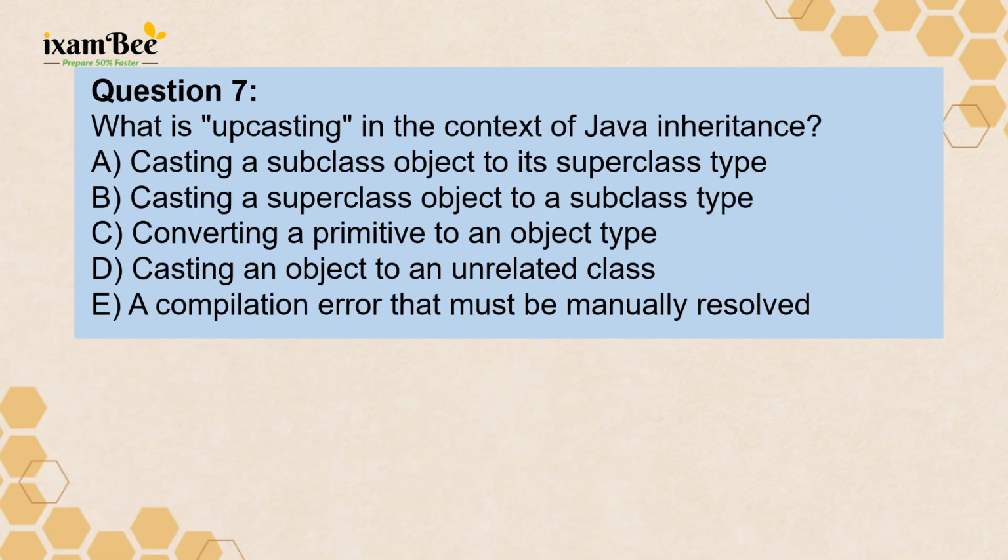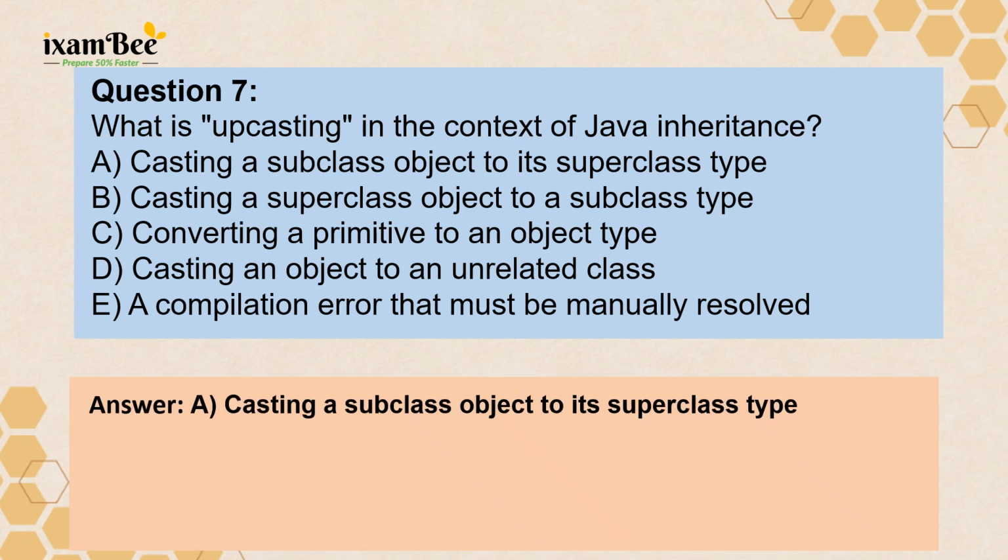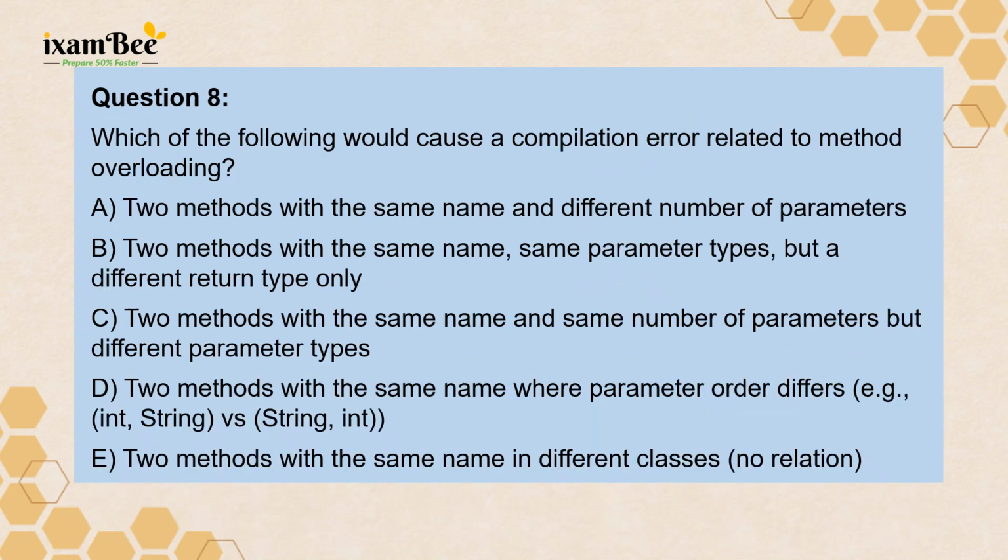In this next question, it is asked what is upcasting in the context of Java inheritance. So casting a subclass object to its superclass type is known as upcasting. So the answer here is option A.